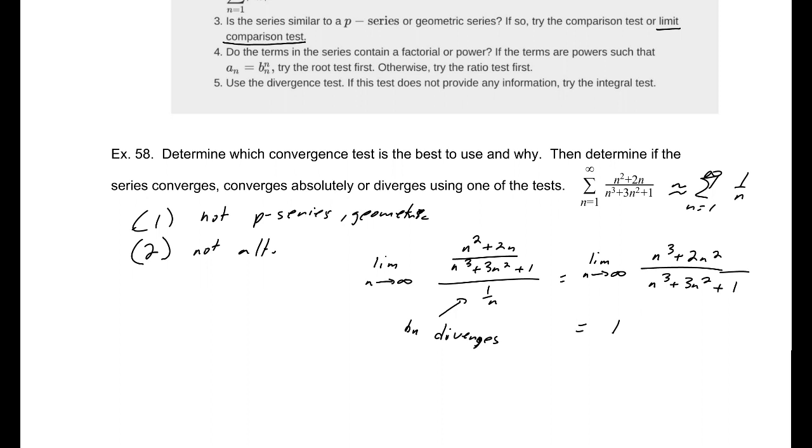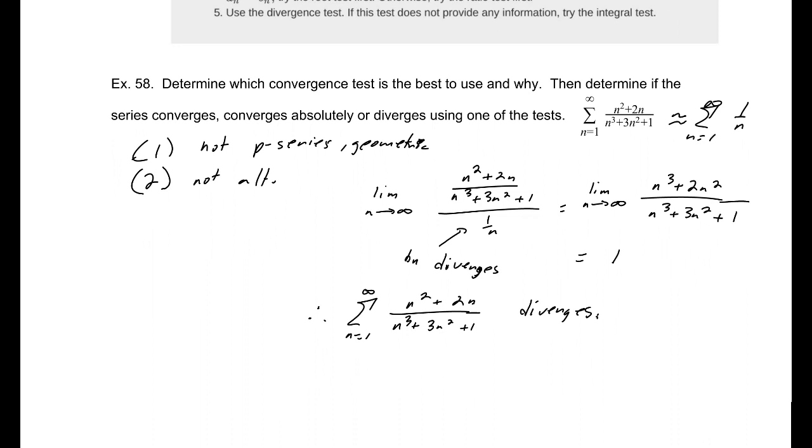It diverges, so that tells us, therefore, the sum from 1 to infinity of n squared plus 2n over n cubed plus 3n squared plus 1 diverges as well. And let's add this in here actually. This is by the limit comparison test. So go back and look at that if you need to.